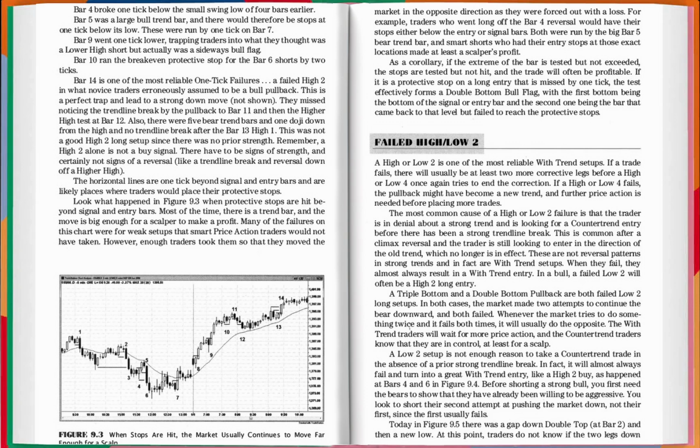In a bull, a failed low 2 will often be a high 2 long entry. A triple bottom and a double bottom pullback are both failed low 2 long setups. In both cases, the market made 2 attempts to continue the bear downward, and both failed.